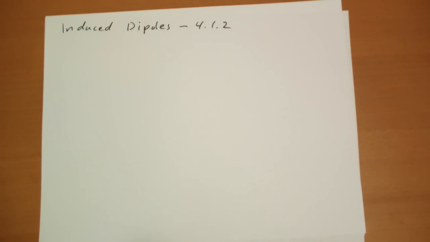We're covering section 4.12, Induced Dipoles, of Griffith's Introduction to Electrodynamics, second edition.